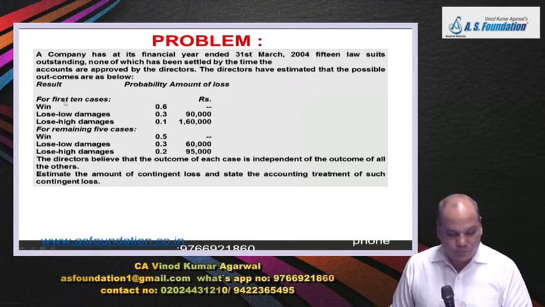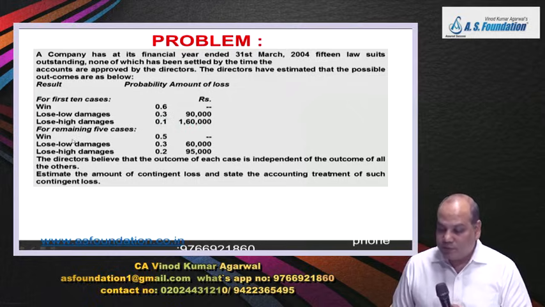So what are the estimation, result, probability, amount of loss? For the first 10 cases, the result can be a win with probability 0.6, 0 loss; with low damages, probability 0.3, loss amount 90,000; but you may lose with high damages, the probability is 0.1, loss 1,60,000. So this is the first 10 cases, this is their estimation.